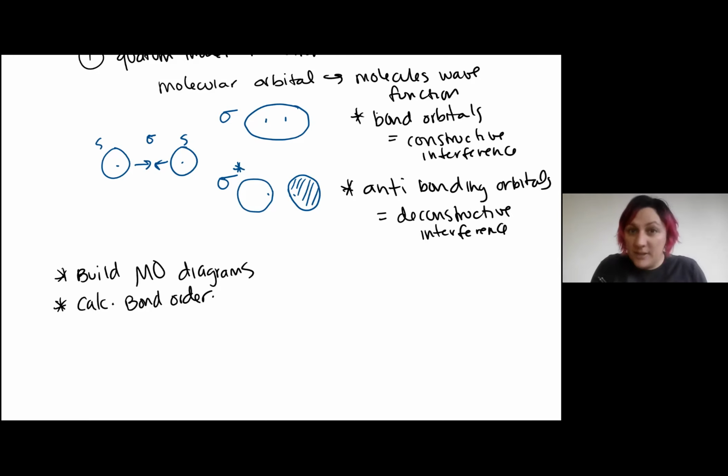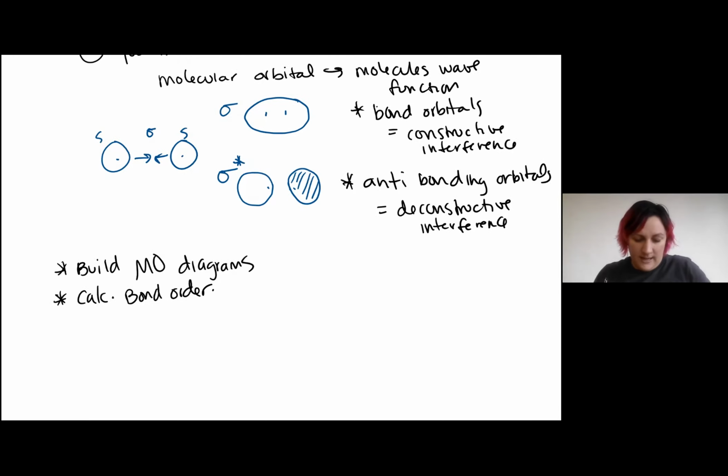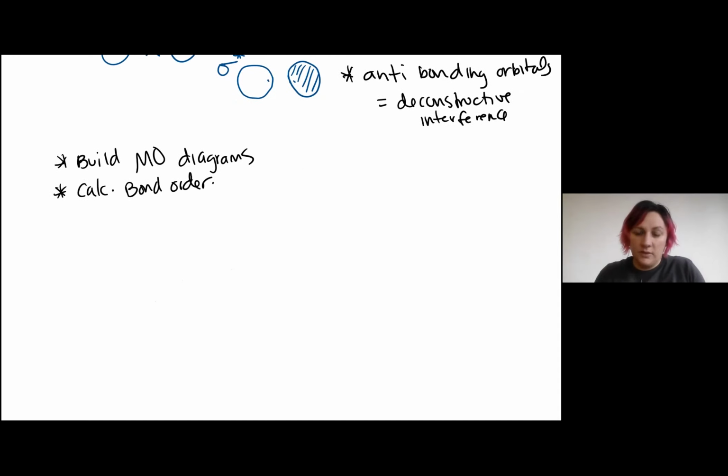They can get to geometry, but they can't really explain how many unpaired electrons we actually have, or what we see when we look at magnetic susceptibility data for molecules. But we're going to focus on MOs, diagrams, and bond orders, and I'll just give a brief overview of these.